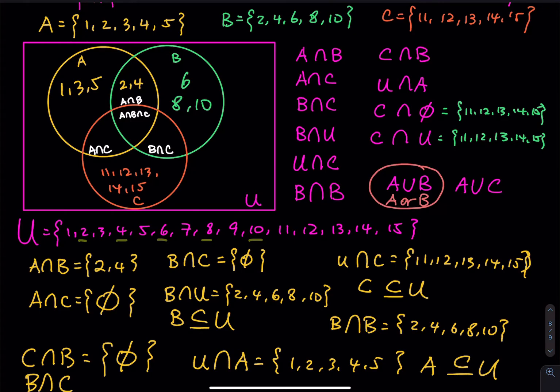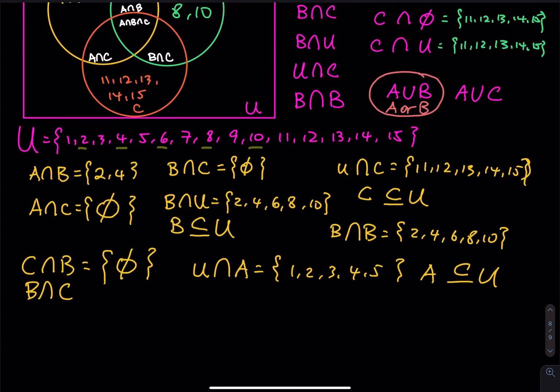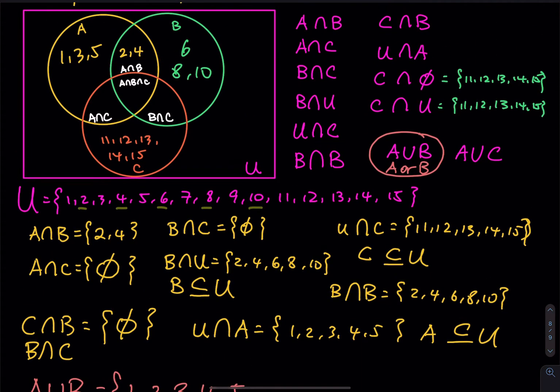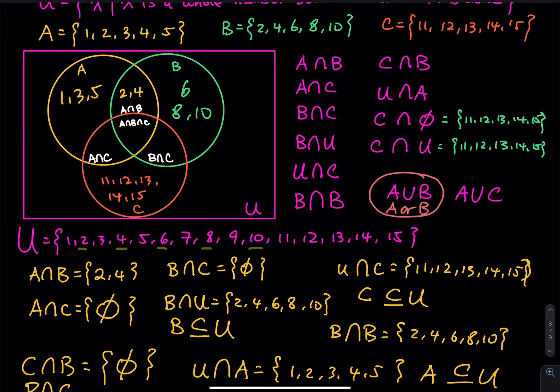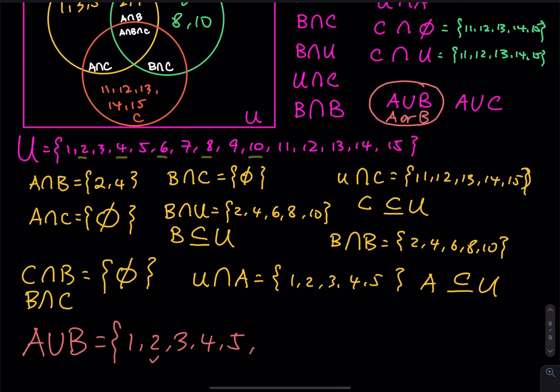Then what is in A? A is 1, 2, 3, 4, 5, right? So A union B: A is 1, 2, 3, 4, 5. What is in B? In B, we have 2, 4, 6, 8, 10. So we already have the 2. We already have the 4. Do not repeat them. Again, do not repeat them. This is a serious matter. Then you write 6, 8, 10. No repetition. Let me just write it down for you.